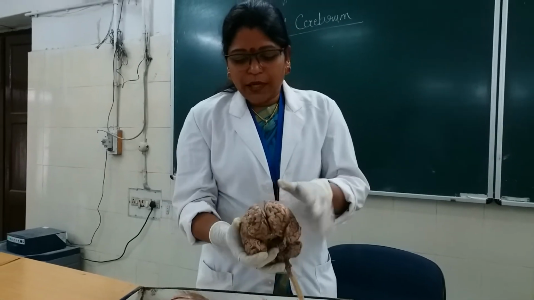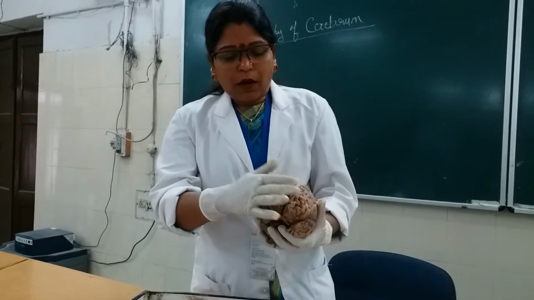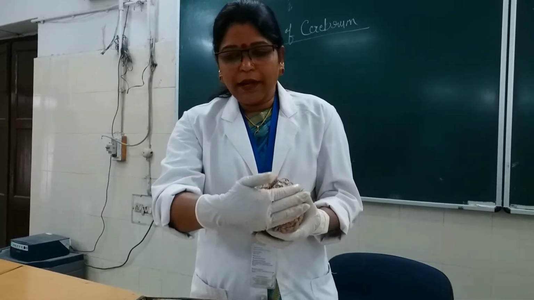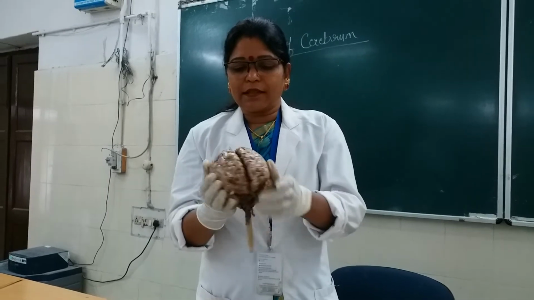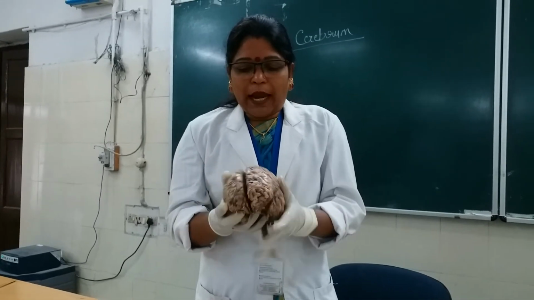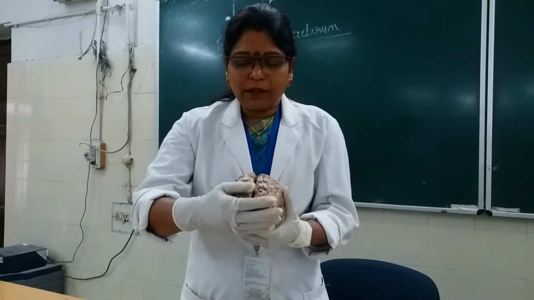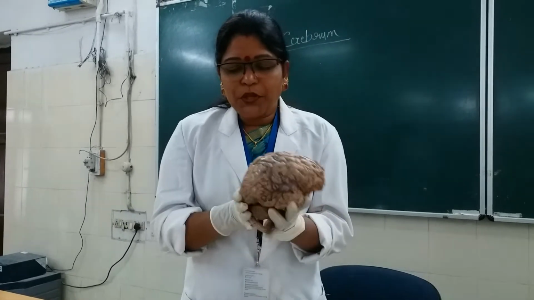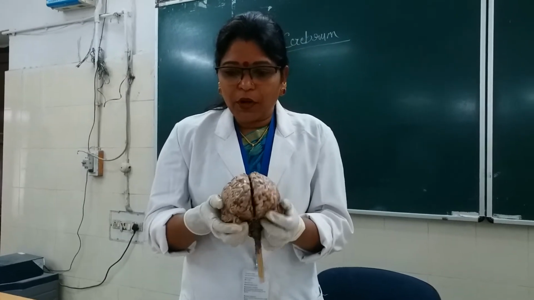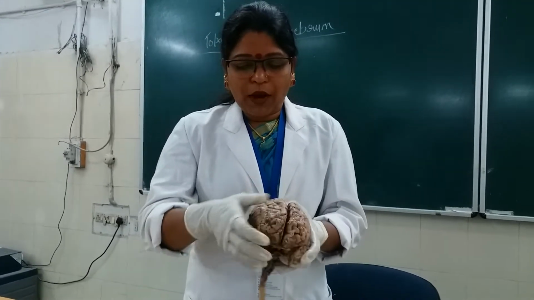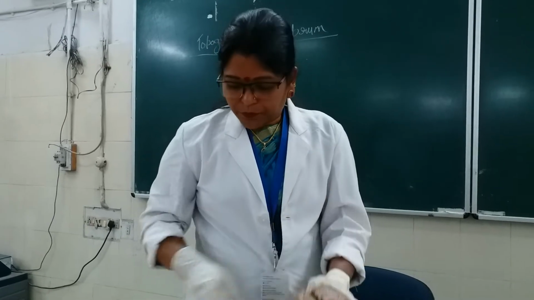Very good. Okay. So, on the brain, this is the anterior end, this is the posterior end, and this is the lateral end. Anterior end, you will see what the nomenclature is. Frontal. Posteriorly, it is the occipital, and laterally, it is the temporal here. Okay. So, one by one, we will discuss here.